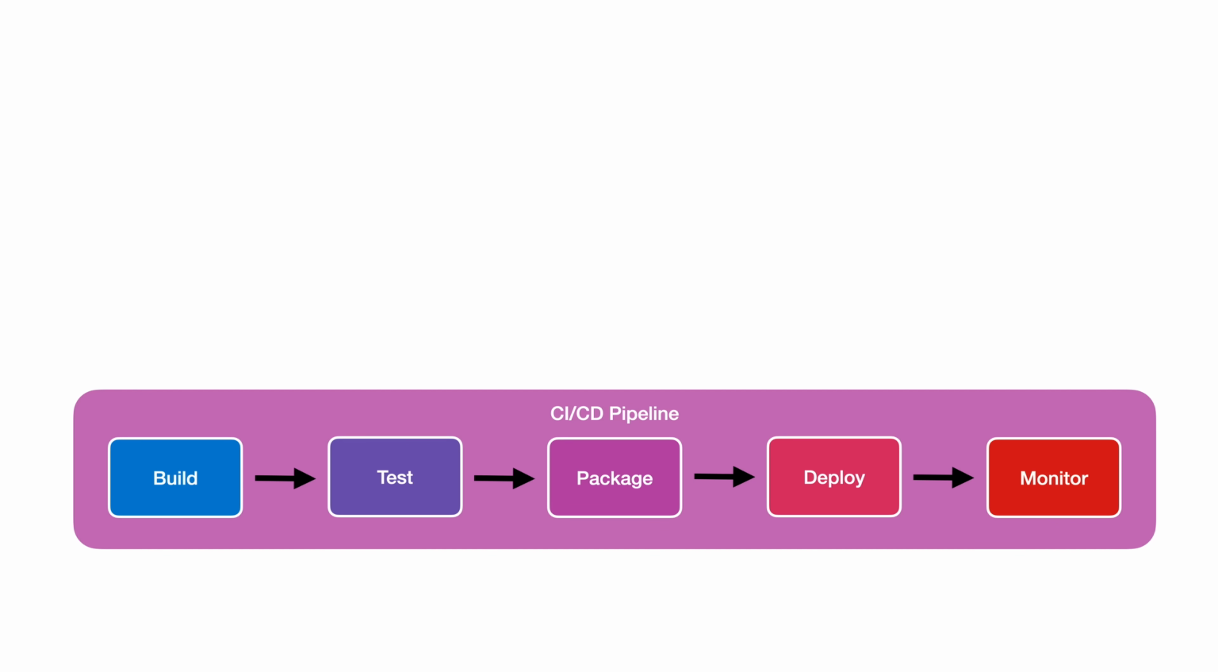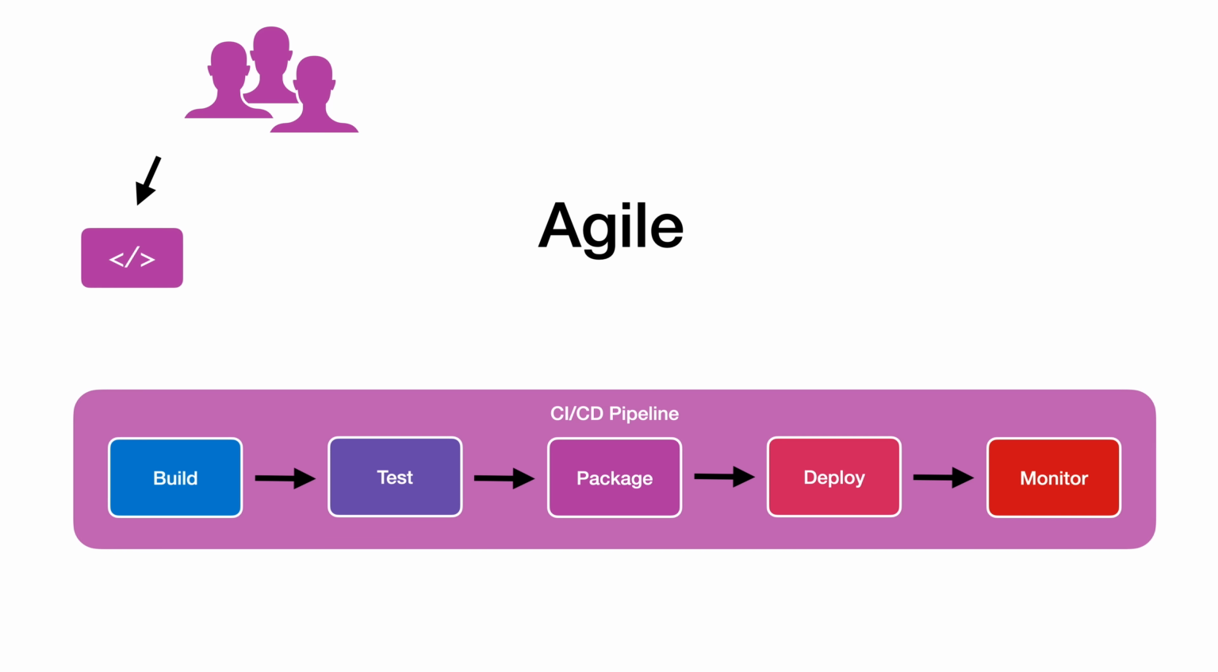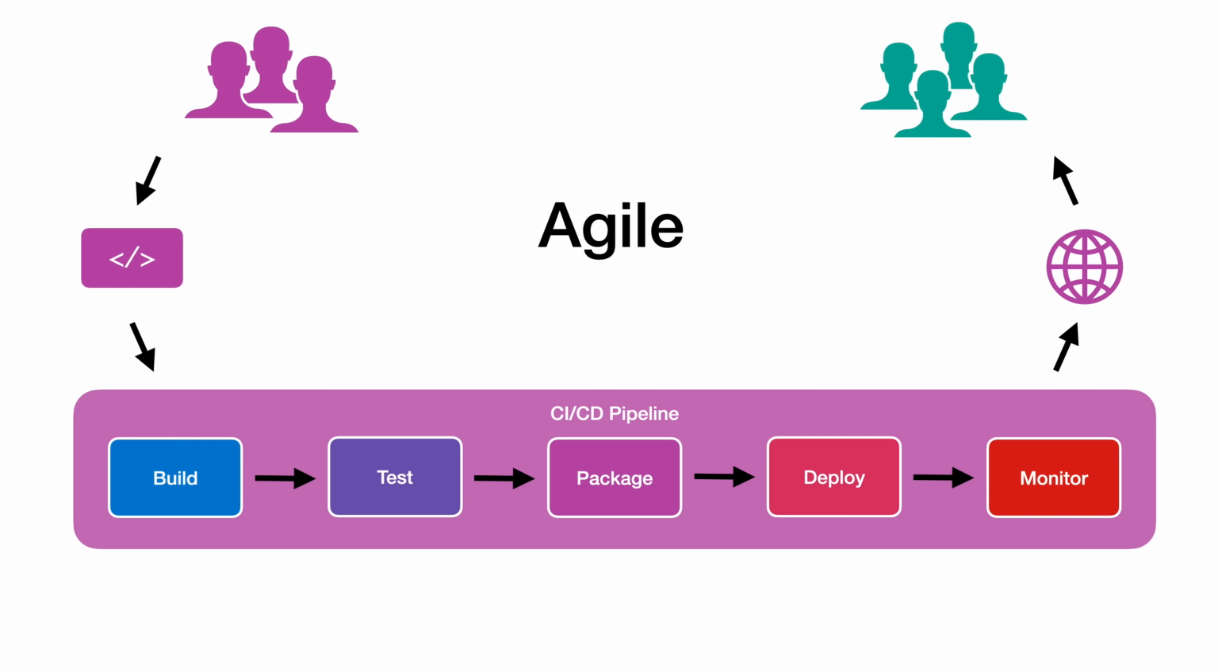Being able to deploy so frequently allowed teams to be more agile. Agile development is about satisfying the customer through early and continuous delivery, which DevOps and CICD enable. Teams can make small, incremental improvements, release them, gather feedback from users, and then iterate.